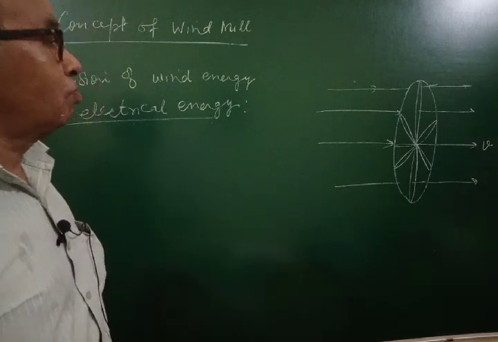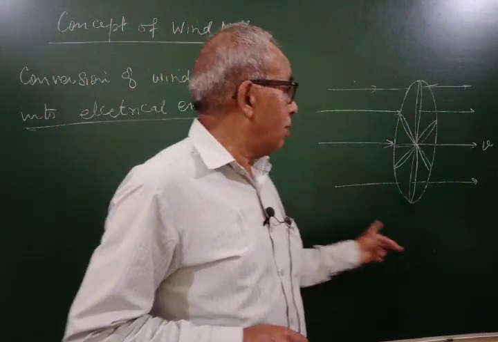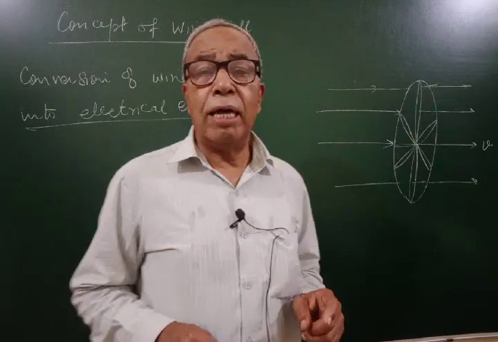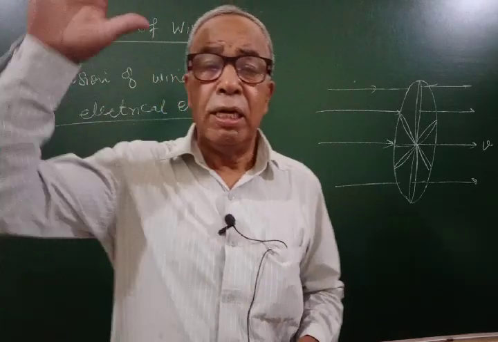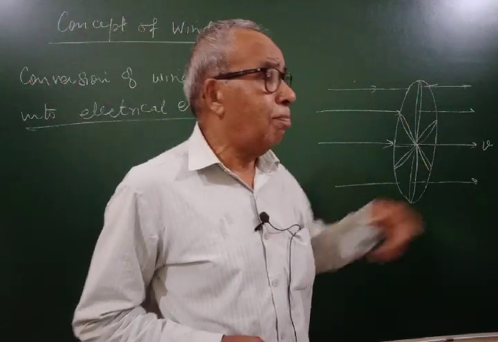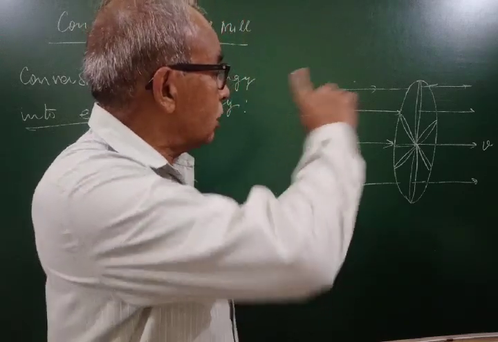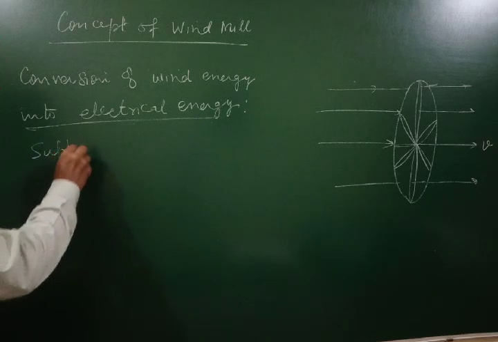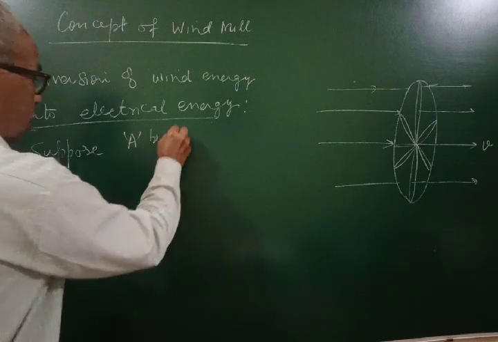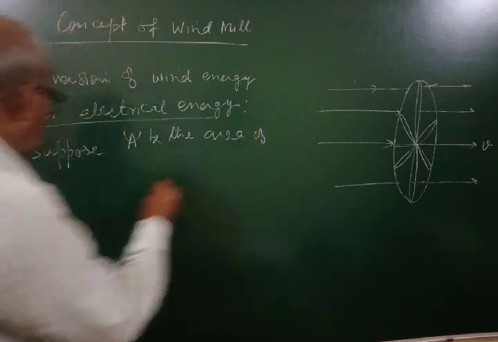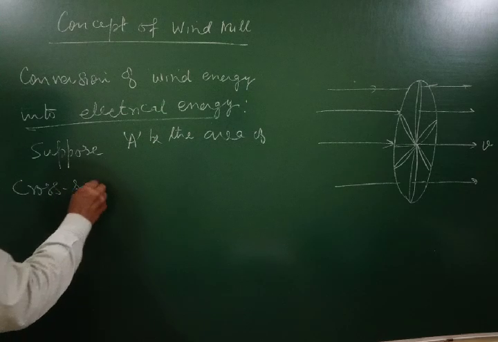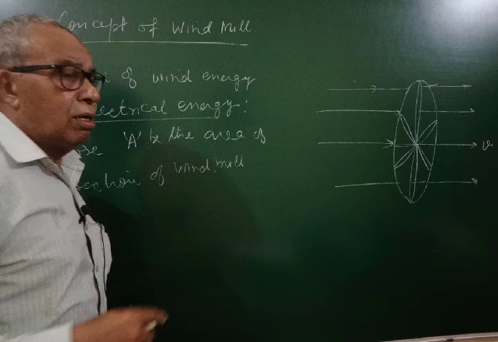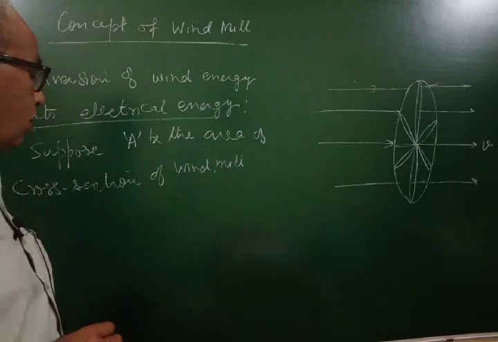So what is the concept behind this? Here is the circular frame of the windmill through which air passes. These are blades. Like you see, when the fan in our room rotates, it presses the air. In the same way, the air presses the blades and converts its energy into rotational energy of the blades. Now suppose capital A be the area of cross section of the windmill. You might have seen such mills rotating in TV news and elsewhere also.